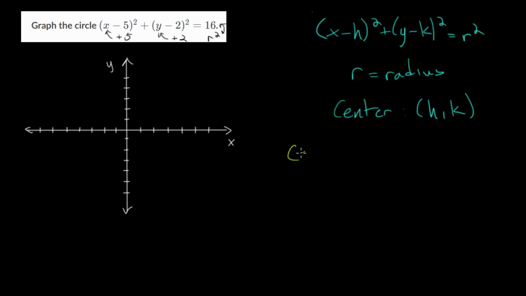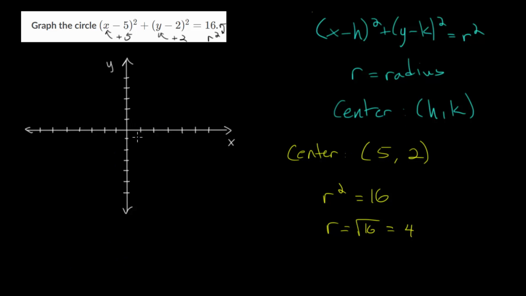So let's first write down our center. It has an h value or an x value of 5 and a k value or y value of 2. And then we know the radius squared is 16. And if we take a square root of each side, we can figure out that the radius is 4. So let's start by graphing the center of the circle and then using the radius to figure out the other points on the circle.